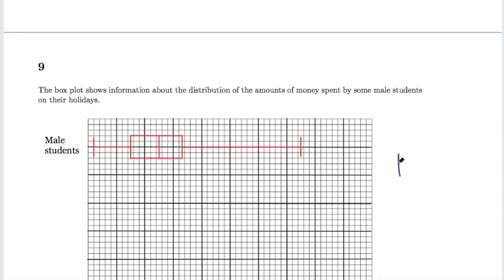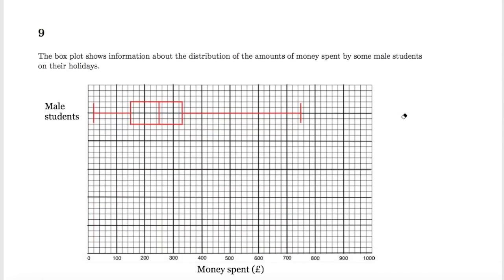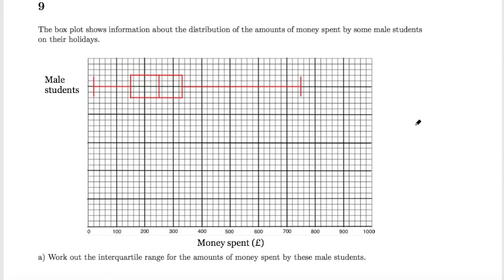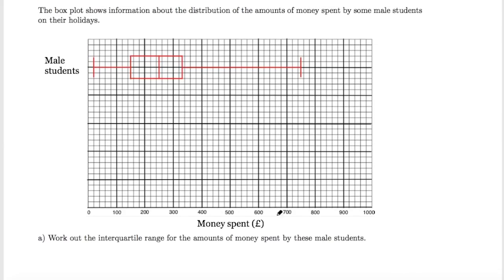Okay. Question 9 says, the box plot shows information about the distribution of the amounts of money spent by some male students on their holidays. So we can have a look at this graph. This is representing the male students and the money spent. So we've got values from 0 to 1000.